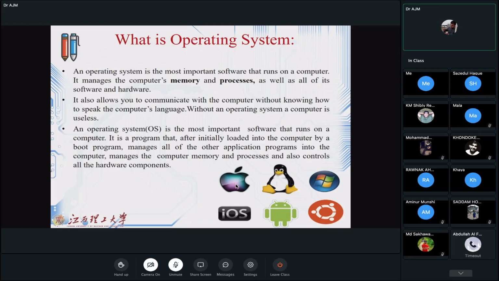An operating system or OS is the most important part that runs on a computer. It's a program that, after initially being loaded into the computer by the boot program, will manage all of our application programs in the computer, manage the computer memory and processes, and also control all hardware components. Again, this part that I tell you is repeated from part number one, but it has a more scientific or more embedded systems person's point of view regarding the OS.